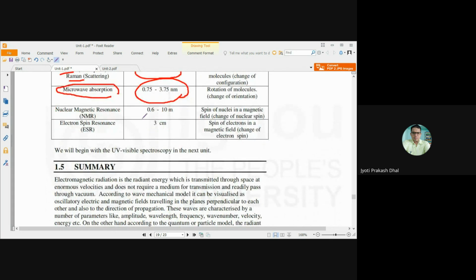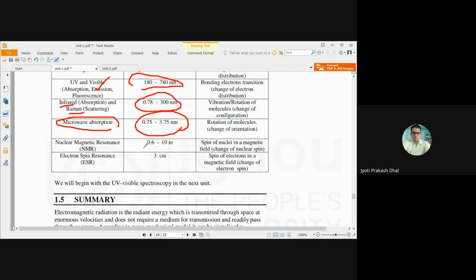And for NMR, the wavelength range is 0.6 to 10 meter, and we will observe NMR spectra. And similarly for ESR, the wavelength is around 3 centimeter.